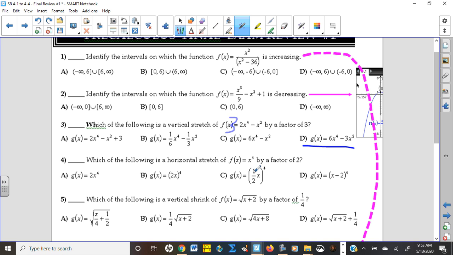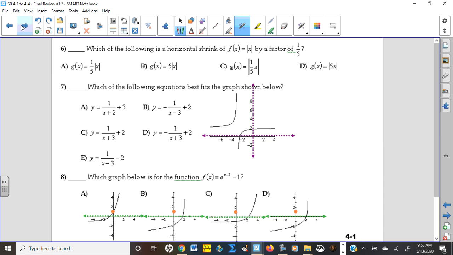The horizontal ones are a little trickier because you've got to make sure that you bury that number inside of the function, and then if they did take everything to the fourth here, this would actually be 1 over 16 x to the fourth, and that would be the same thing as C. And so you do have to be a little bit careful about how those are written with the horizontal stretch, the B values, right? Number 6 was another horizontal shrink, so we had to make sure that 1/5 got put inside.